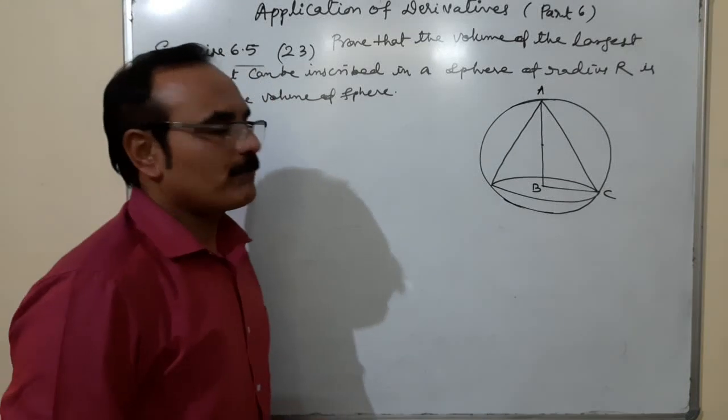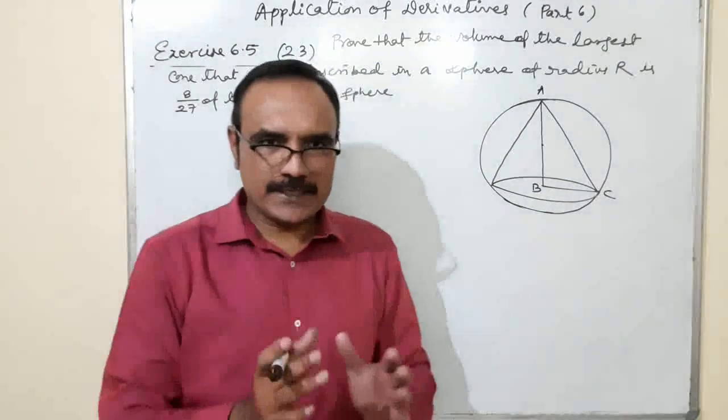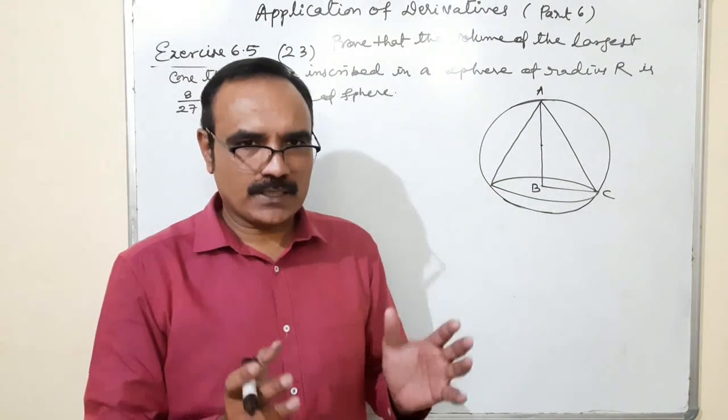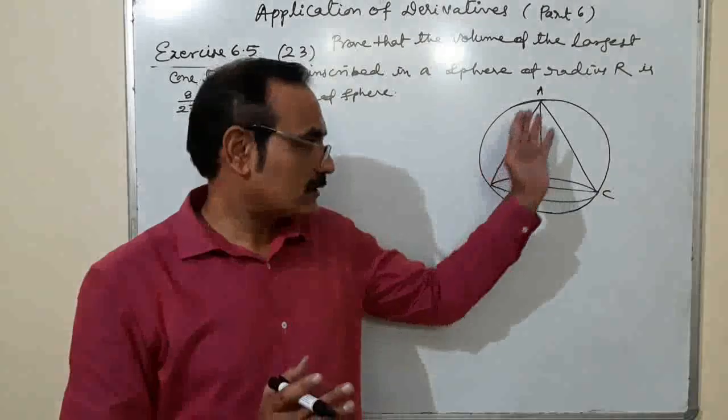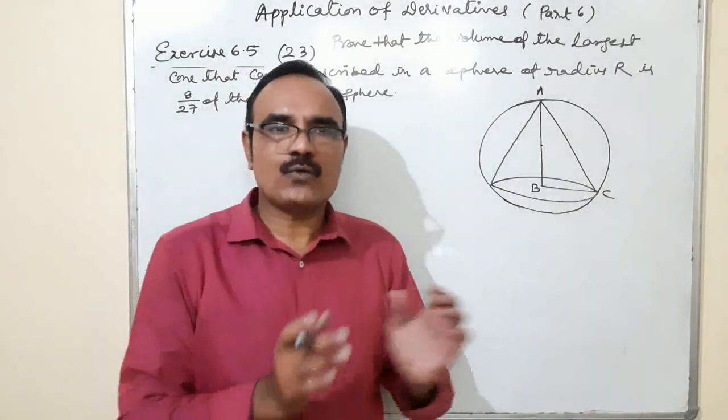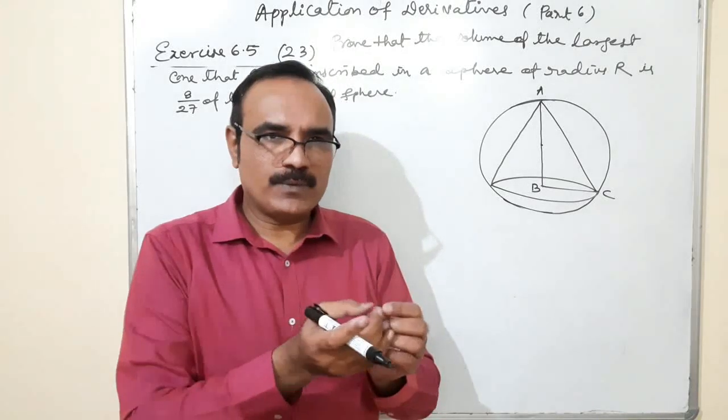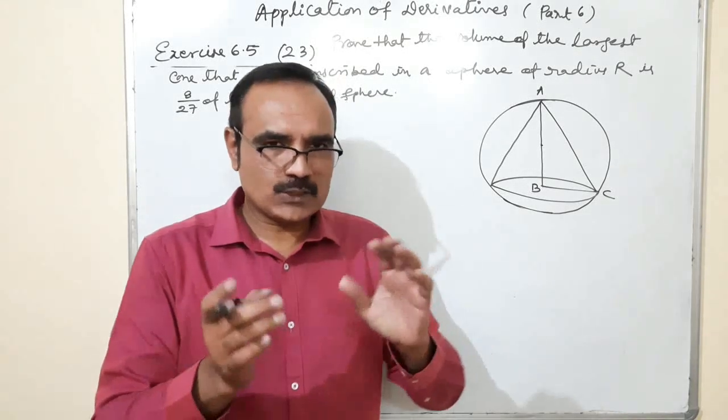Okay. The sphere is fixed. Its radius is capital R, which is fixed. Only this cone, we don't know what the size of the cone is. Maybe the radius is more, height is less, whatever it is.